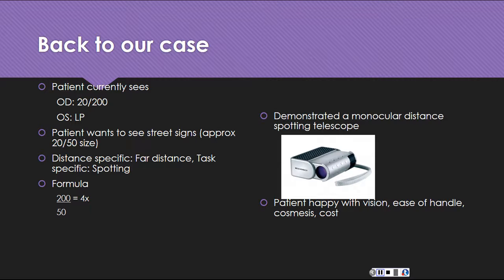As we go through the next few weeks of the class, these are the types of things that we're going to be taking a look at: what the patient's visual status is, what their goal is, and then figure out what types of devices would help them meet their goals. And that's going to be when we come back from our midterm break.